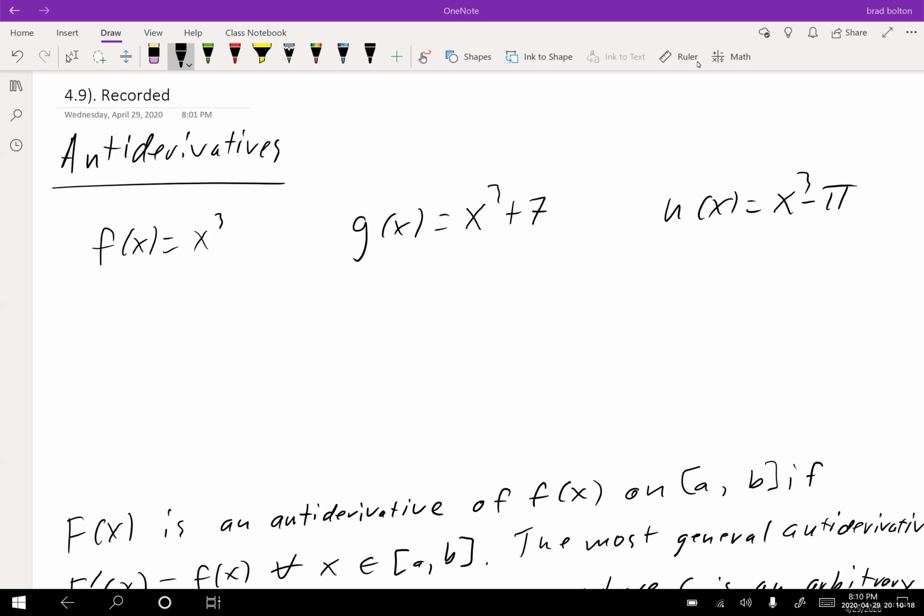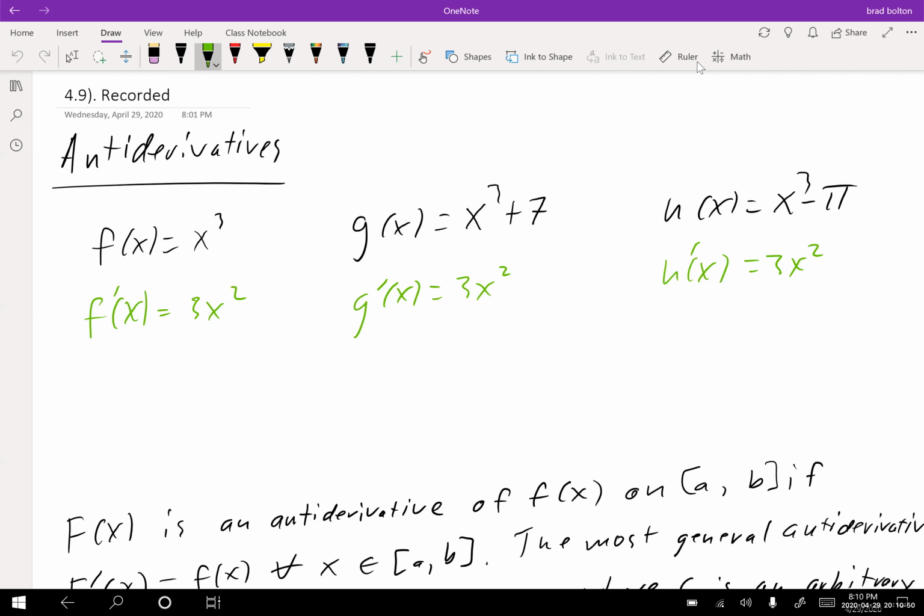So something that you really want to embrace is if you know how to do derivatives, then you should know how to find antiderivatives, okay? And here's the thinking behind it. If we find f prime of x, where f of x equals x cubed, then we know that f prime of x would be 3x squared. We know g prime of x would be 3x squared. And we know h prime of x would be 3x squared.